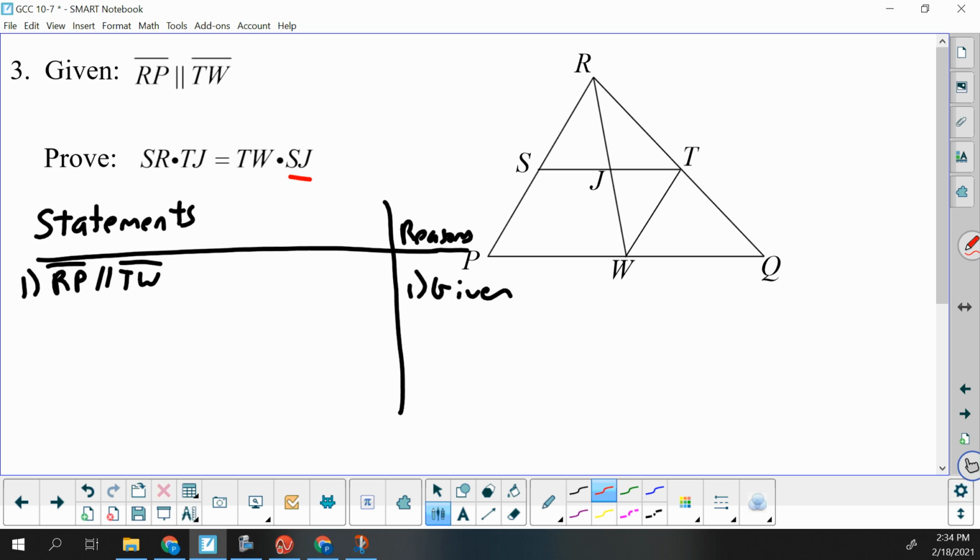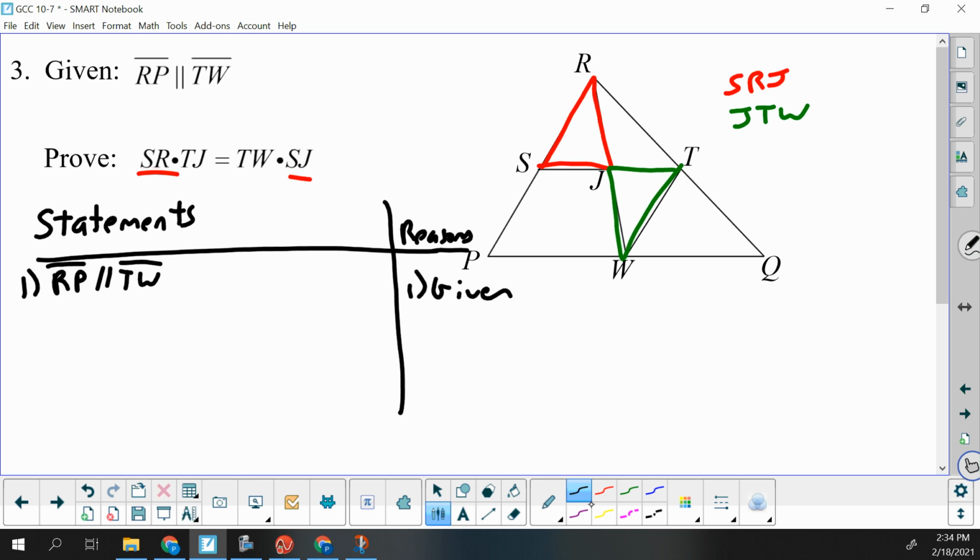So of the other 3, which one is also in SRJ? That would be SR. Well, then the other 2 should make up the other triangle, TJ and TW. And those letters might not be matched up right, but we'll worry about that when we get to this step.